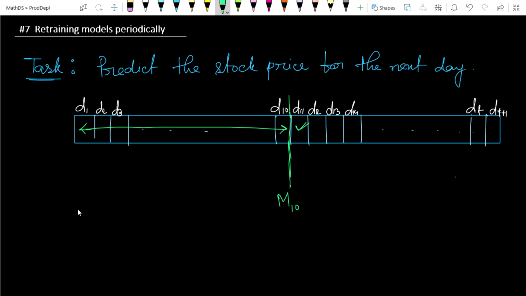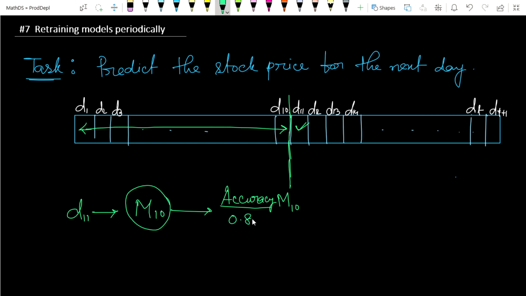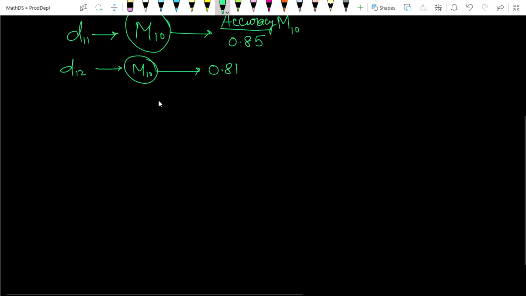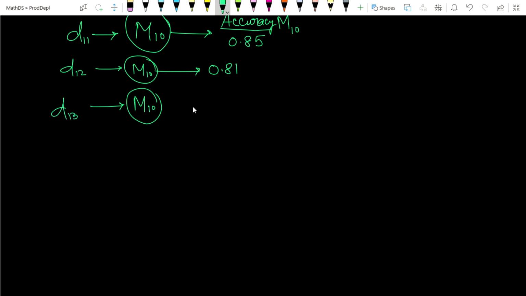Suppose we apply the model M10 on the d11 data; we get some accuracy value using some AUC metric or performance metric. Suppose here we got an accuracy of 0.85. If we apply this model on the d12 data, then we get a lower accuracy, suppose 0.01. If we apply model M10 on the d13 data, then it reduces further, suppose 0.6, like that.